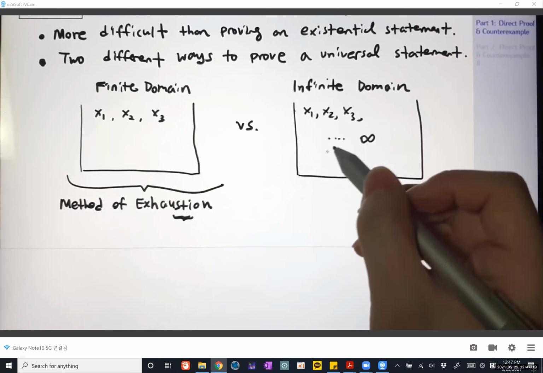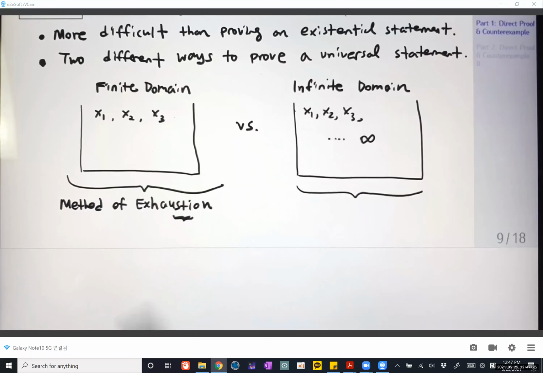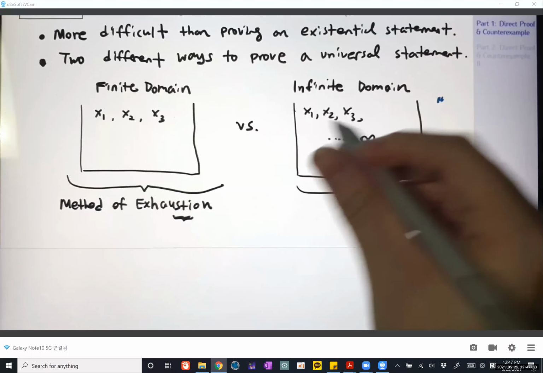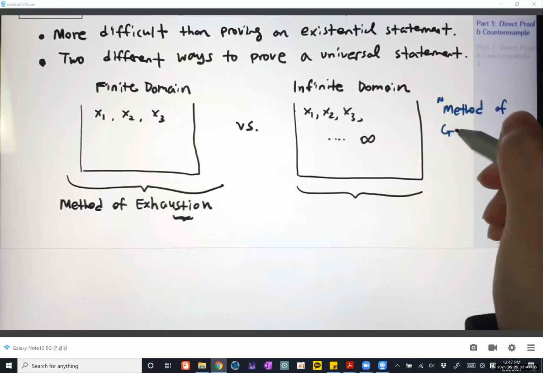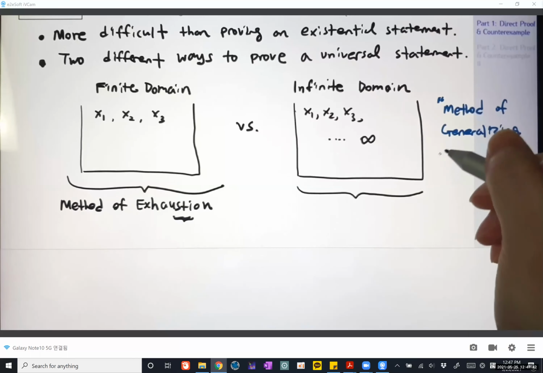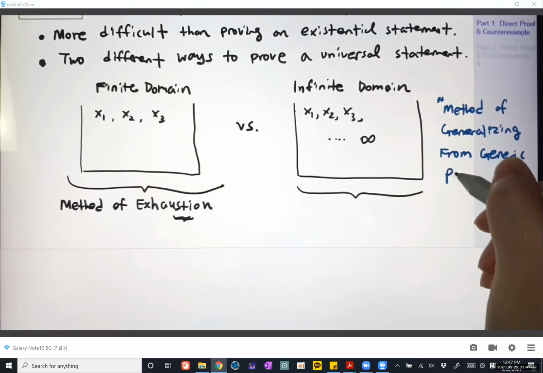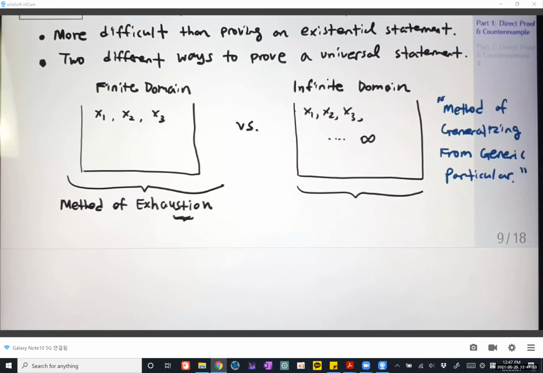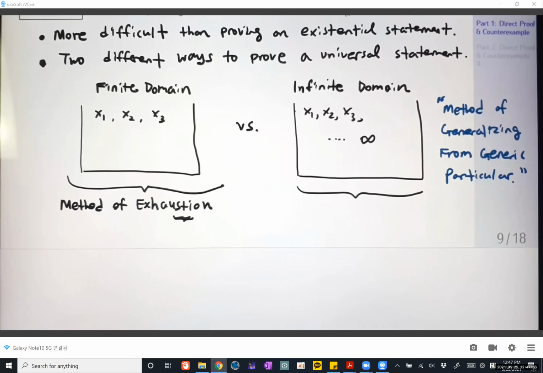Now, the infinite domain has a special name. I'm not going to use the textbook name for this because it's too long, but I'll first write down what the textbook says. The method for this infinite domain is called the method of generalizing from the generic particular. Isn't it too long, everyone? We don't want to say this all the time.